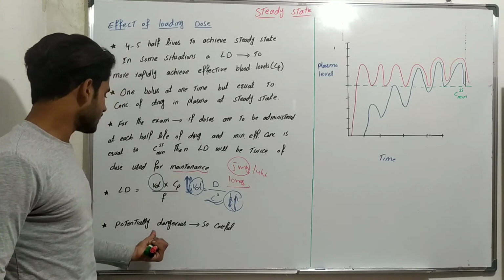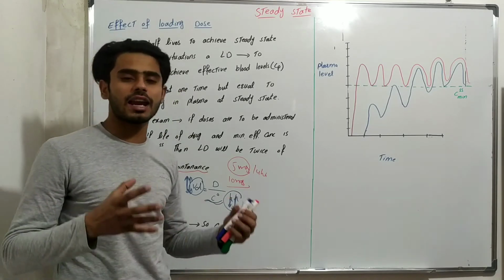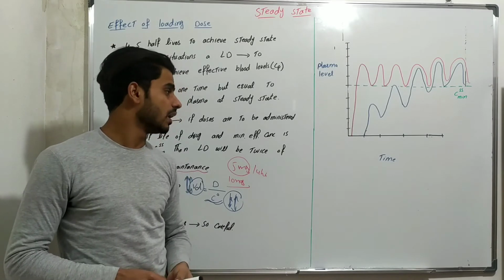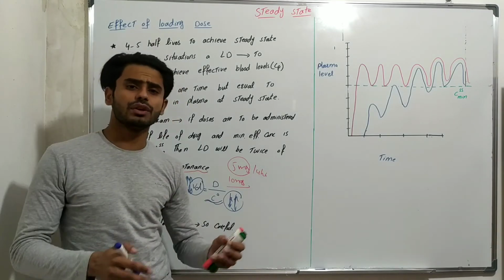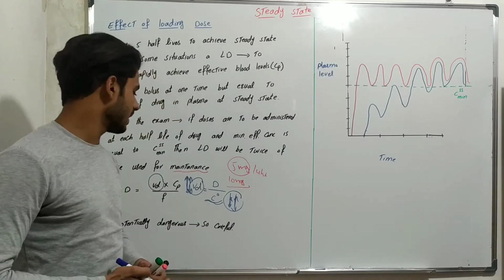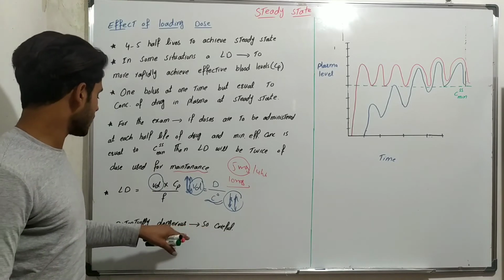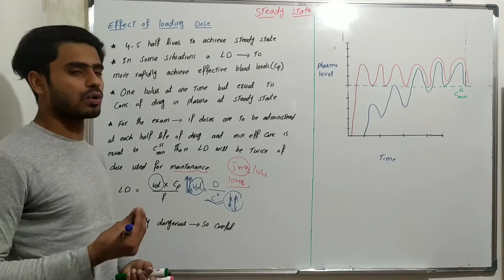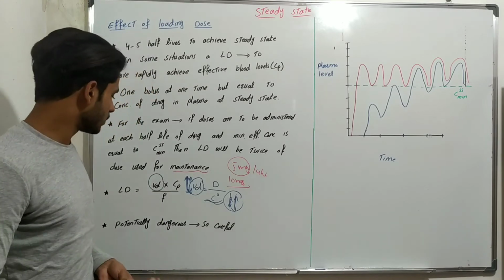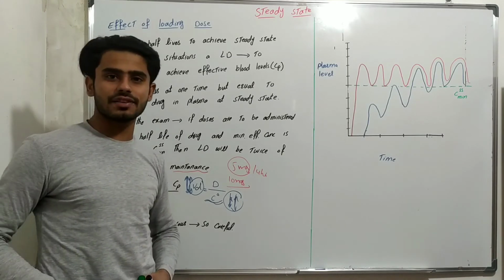The next point is that it is potentially dangerous, so be careful. As you see, in a loading dose we use a higher amount of the drug so that it can be effective. If you take an overdose of a drug, it causes toxicity. Toxicity can affect our health. So we must be very careful, because in this case we are taking more dose. When we take more dose, it can be toxic. Therefore we must use the loading dose just in case of emergency.